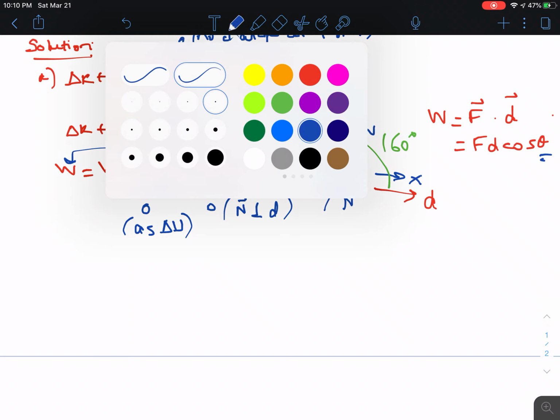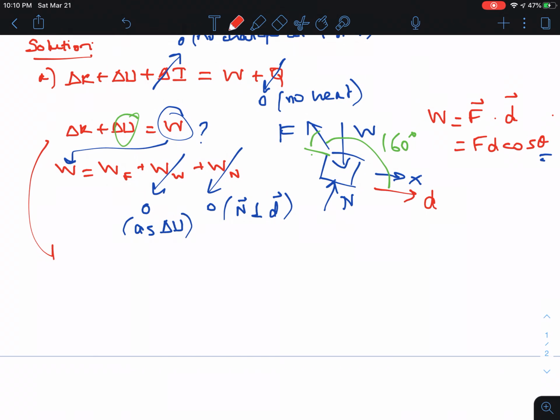So I have delta K, writing my energy equation again, delta K plus delta U, again remember I kept that, that's equal to the work done term, which becomes only the work done by the applied force. So that's what we have. So this is what we got, and the next step is going to be to simplify this.